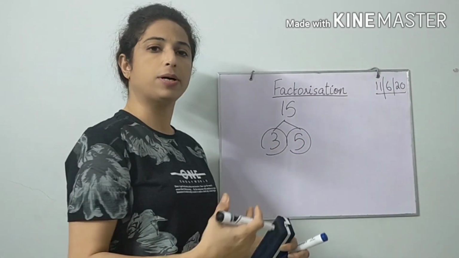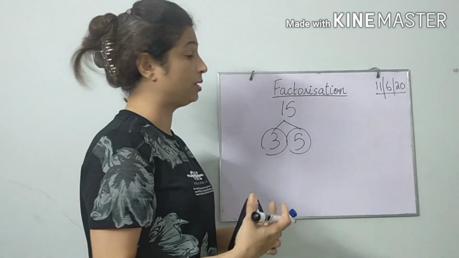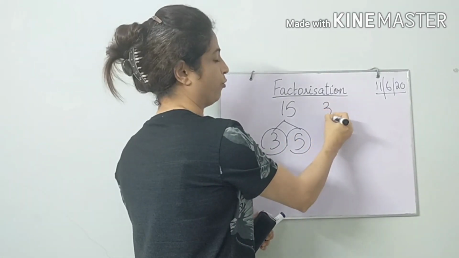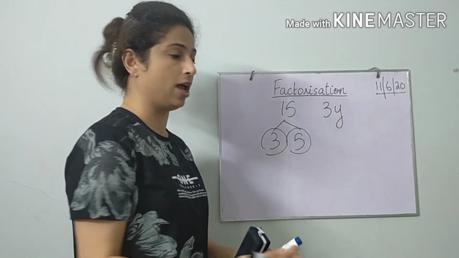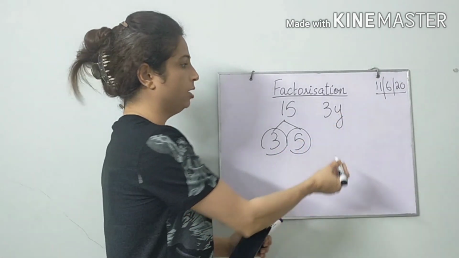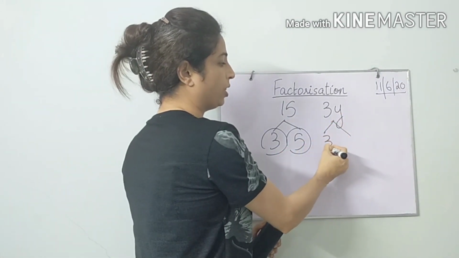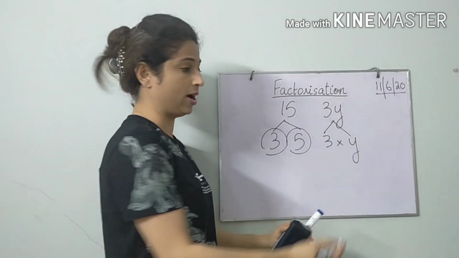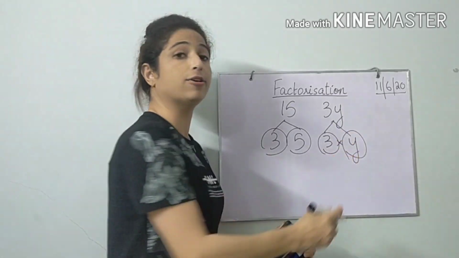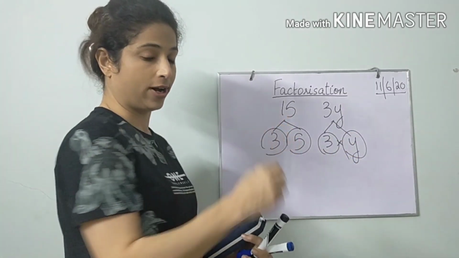When there are numbers, it is easier to find out the factors, but when it comes to variables, for example, if we have 3y, what are the factors of 3y? We do not know the value of y here, so we can easily say that when 3 is getting multiplied by y, we will get 3y. So 3 and y are the factors of 3y.